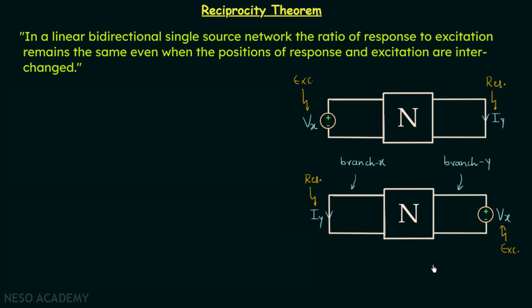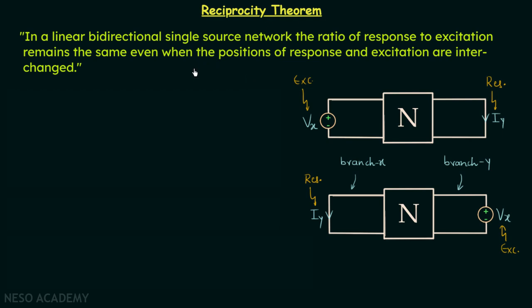So in simple words, we can say that when we have a linear bidirectional network with single source, the ratio of response to the excitation remains the same when we switch the positions of response and excitation. If Vx in branch X is producing current Iy in branch Y, then Vx in branch Y will produce the same current Iy in branch X. So in this way, we are done understanding the statement of reciprocity theorem.